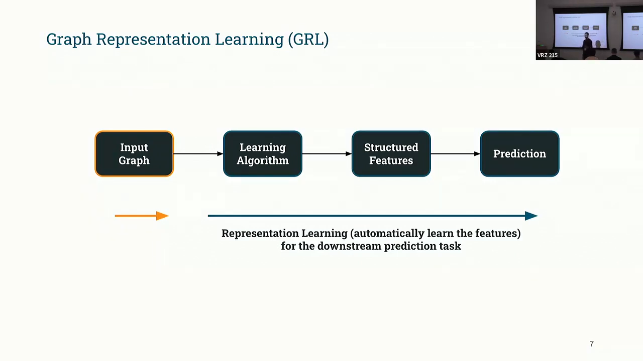So the key idea is that the representation of the nodes, the edges, and the graph itself will be learned during the training process. And these learned features will be used for the downstream tasks, which could be node classification, link prediction, and so on. So this is the context, this is the area, the umbrella under which graph neural networks are positioned and located.